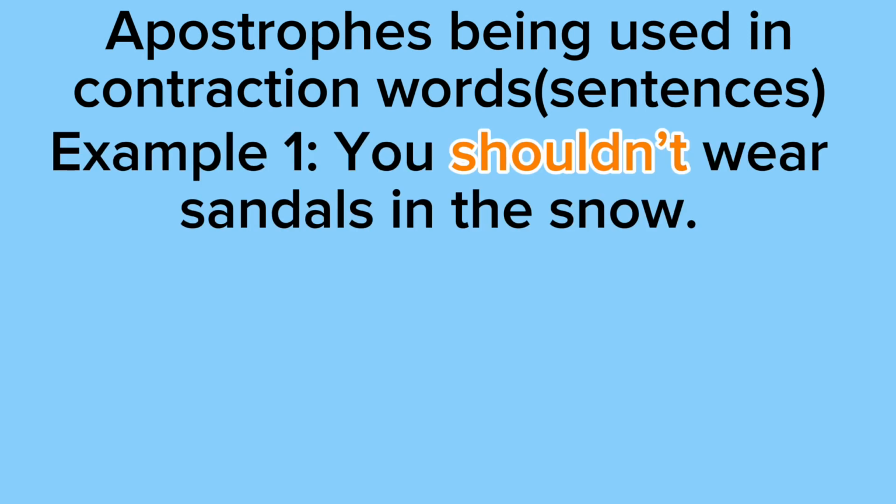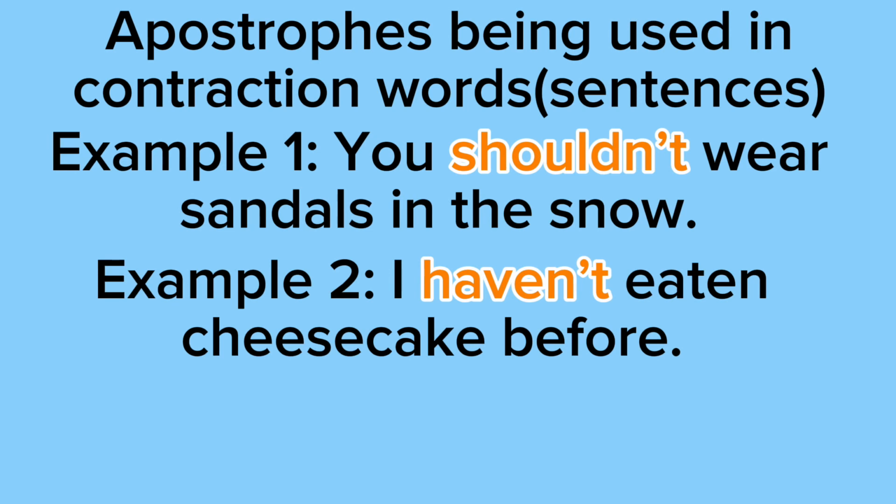So example 1 says you shouldn't wear sandals in the snow. This is also the same as saying you should not wear sandals in the snow. Example 2 says I haven't eaten cheesecake before, and this is also the same as saying I have not eaten cheesecake before. And as you can see in both examples, the apostrophe was used before the T in each contraction word.